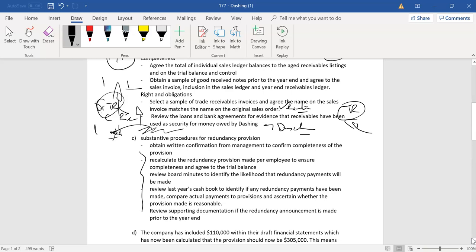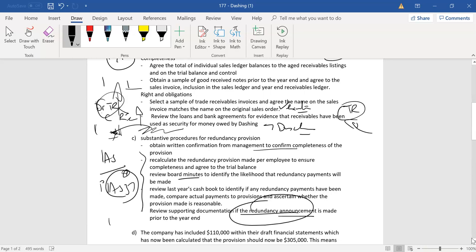Substantive procedures for redundancy. Yes, again, you must make an announcement, and you've written that very clearly. Board minutes, because to create a provision, the standard is IAS 37, I think. For IAS 37 to apply, you need to have made that declaration to your employees that you're going to be firing.